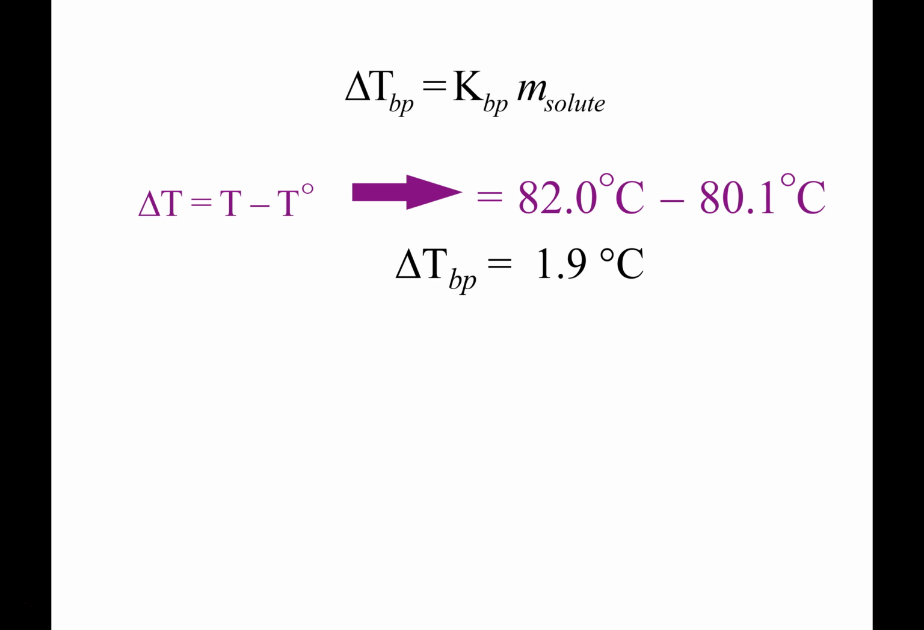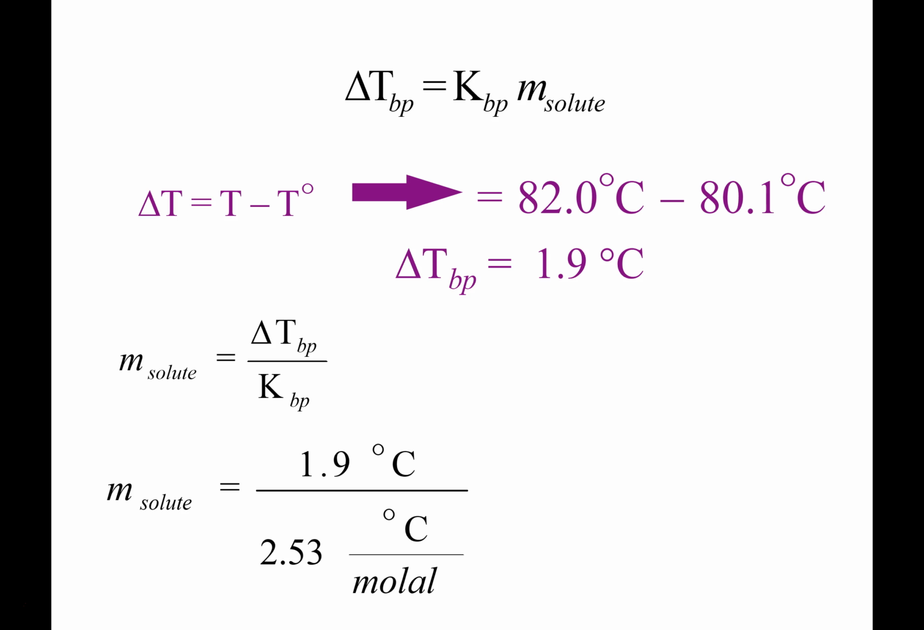This is what I started to say. I would rearrange this to solve for molality. If I rearrange my boiling point elevation equation, I have the molality of solute is equal to the delta T BP divided by K BP. Boiling point elevation divided by the boiling point elevation constant.